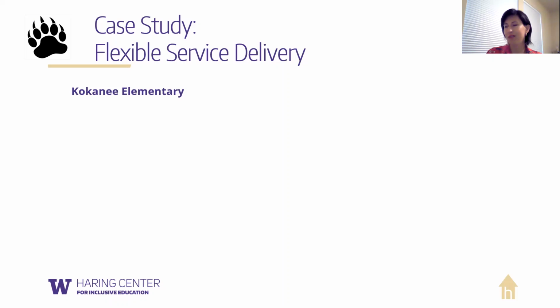Lastly, implementation of flexible service delivery at Kokanee is one example of this team's dedication to their continuous path of learning and implementing inclusionary practices. This team has established a culture that values learning from mistakes and uses that learning to alter and adapt delivery of interventions to best meet the needs of each student.